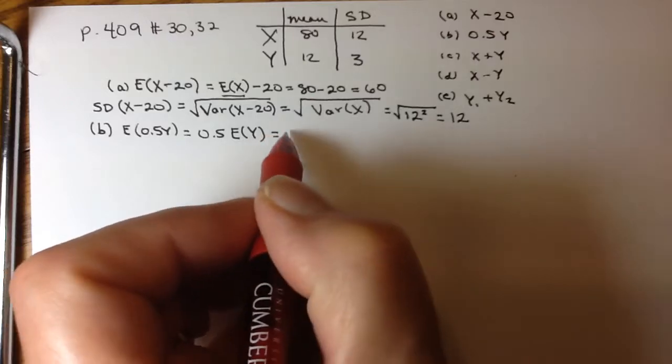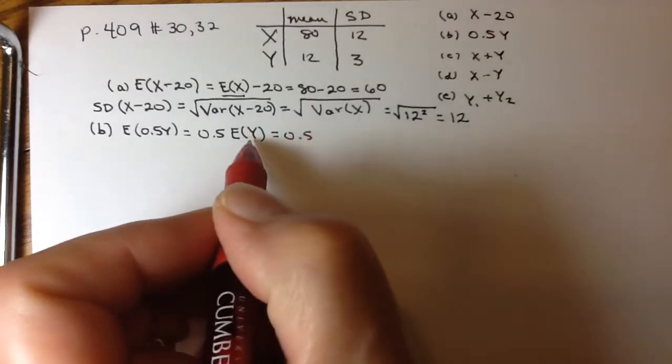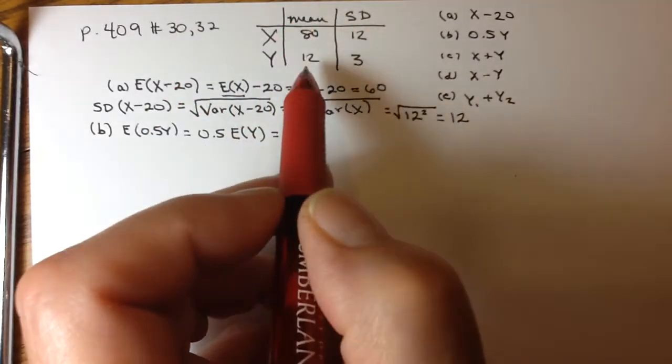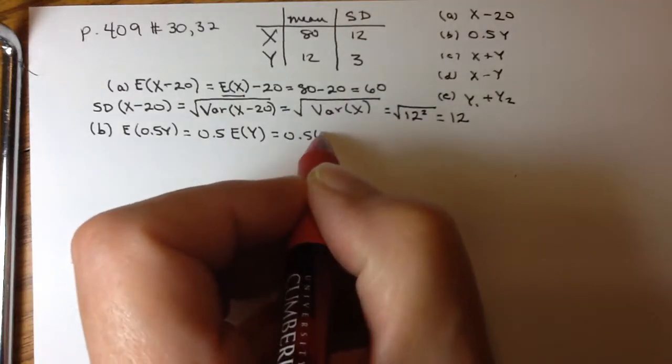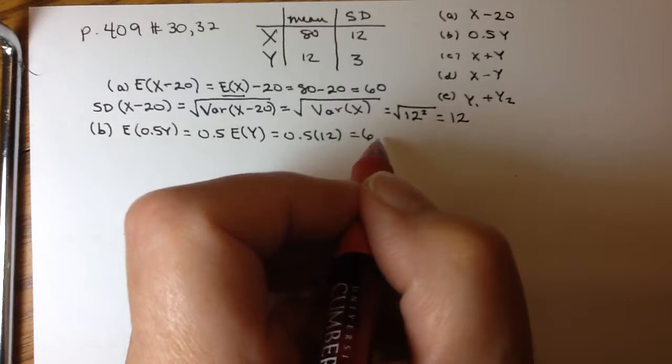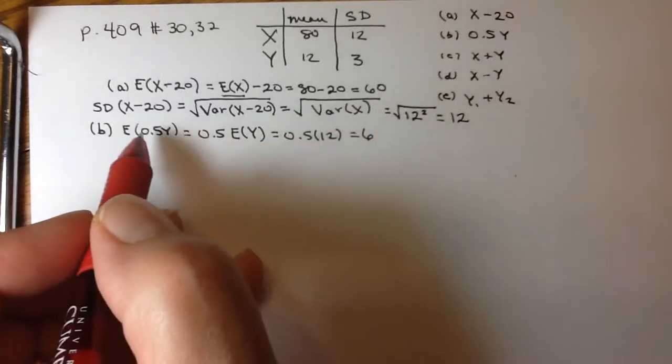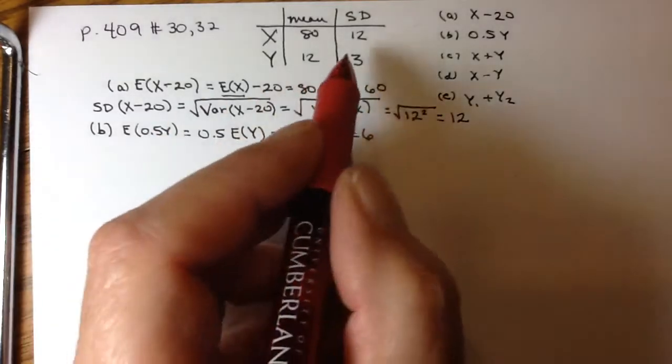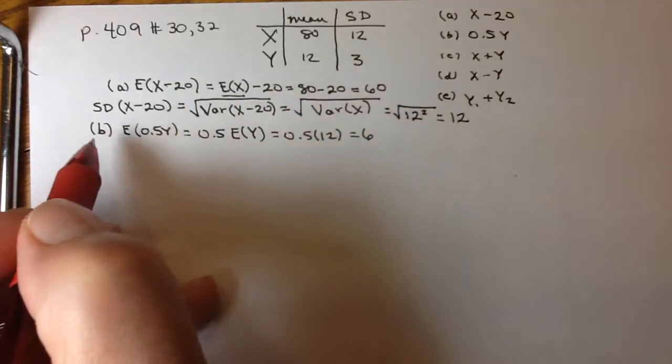E of y, we can substitute a number for that. E of y is the mean of y. If we look in the chart, that's 12. So 0.5 times 12, which is equal to 6. So half the value of y means half of the mean of y.